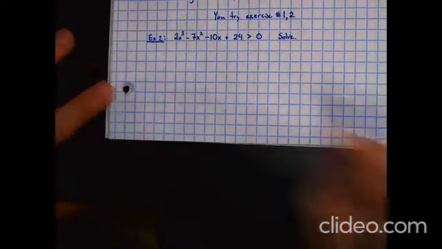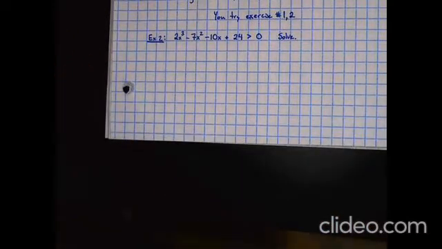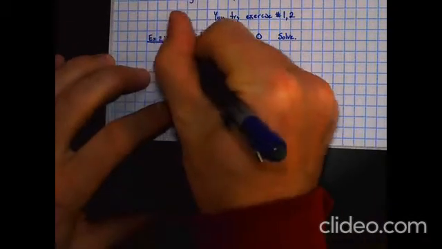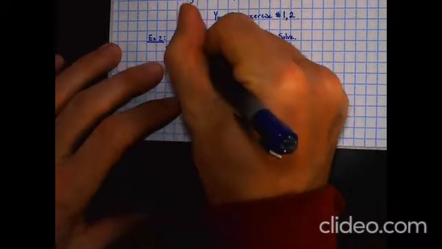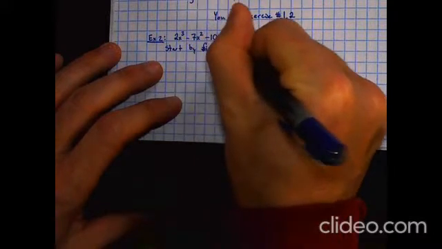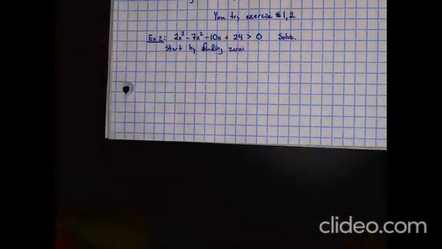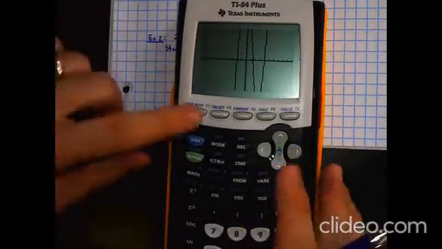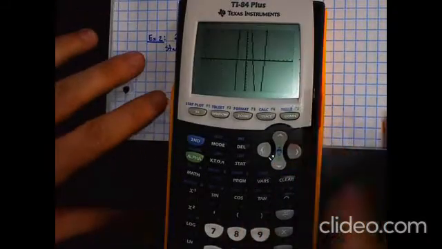So for this one we want to figure out what values of x are going to make this function greater than 0. And I want to start by finding the zeros, just like the last example. The easiest way to do that would be to graph it. So there's that function in the graph.